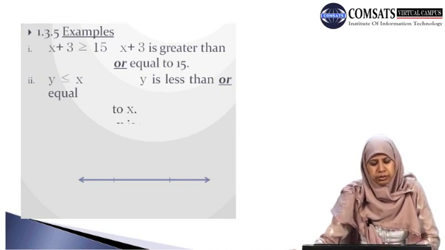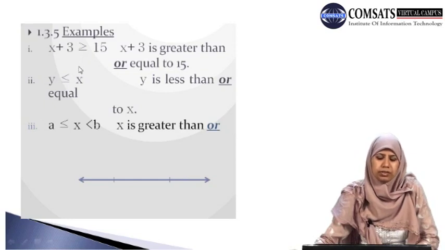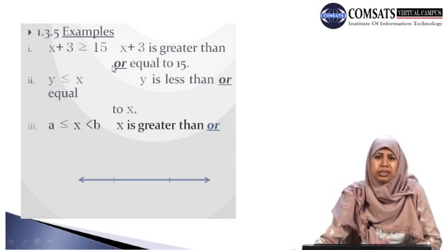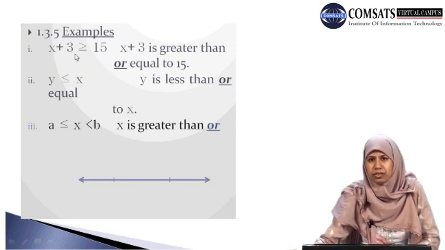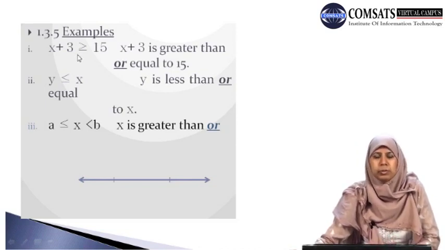We can note from these two examples, and we will see in the third example as well, that whenever we have non-strict inequalities, we use the word or in between. That is, either x plus 3 is greater than 15 or equal to 15. One of the two possibilities always holds.